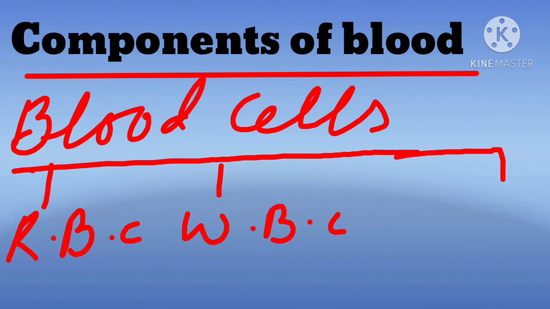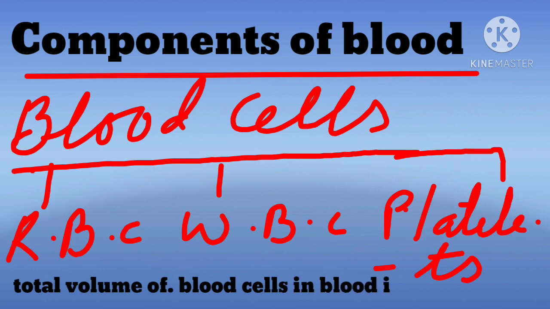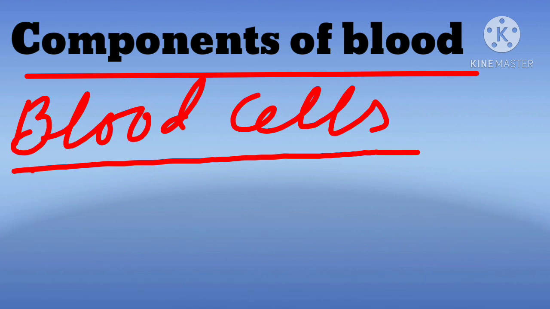The next component of the blood is blood cells, that is RBC, WBC, platelets, right? These blood cells are suspended in plasma. They float in plasma, right? So I hope, students, you understand the topic about blood. In our next section we will understand the types of blood cells, their functions, etc.